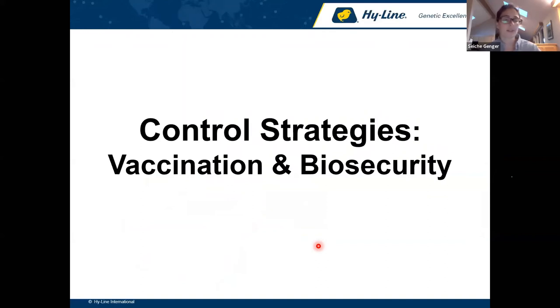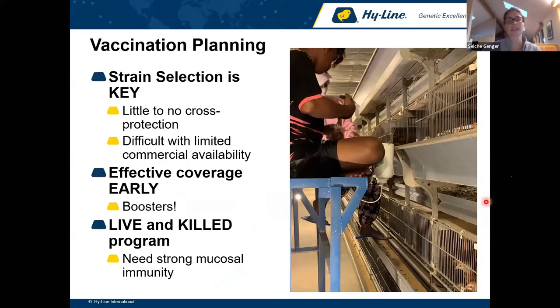So now that we've talked about the disease a little bit, what it is and what it looks like, let's talk about control strategies. Those control strategies are going to be, unfortunately, just vaccination and biosecurity, which is complicated and difficult to do, especially on large-scale production farms. So vaccination planning. Strain selection is key. So let's talk just a little bit about that. So strain selection is key.